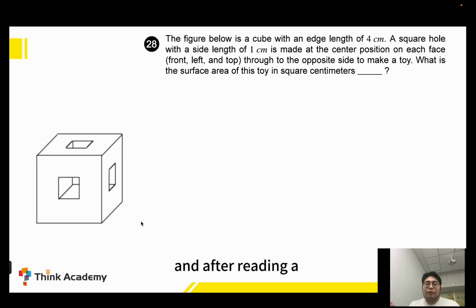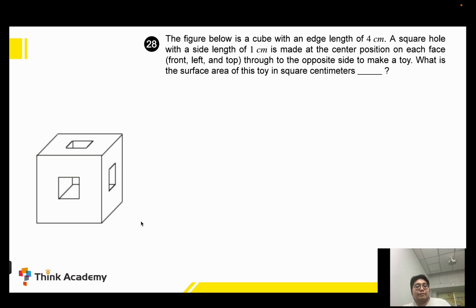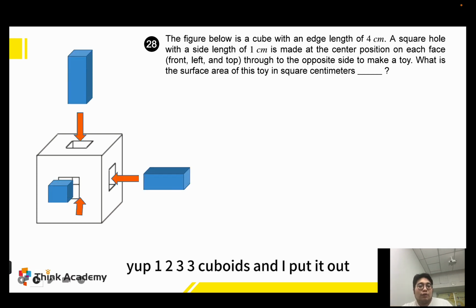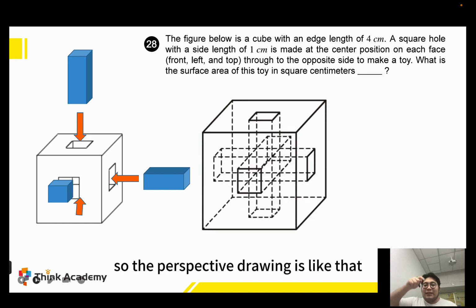After reading the question, we know we cut 3 cuboids from the cube. Let's look at it like that. Yeah, 1, 2, 3 cuboids, and I put them out. Let's imagine what the perspective drawing is. So the perspective drawing is like that.